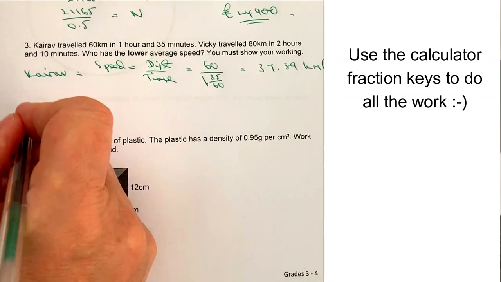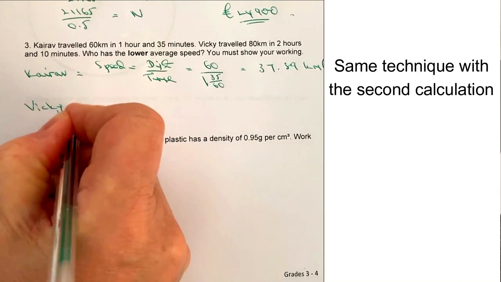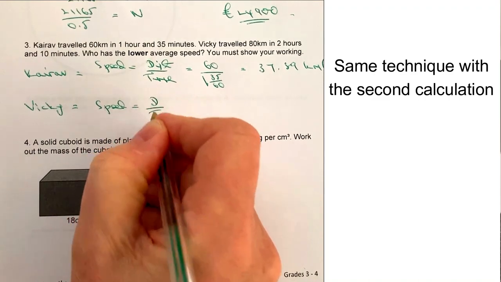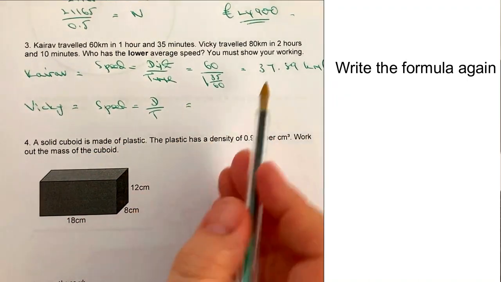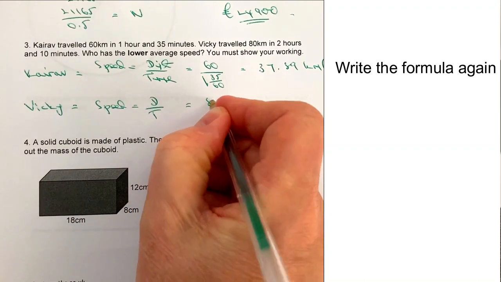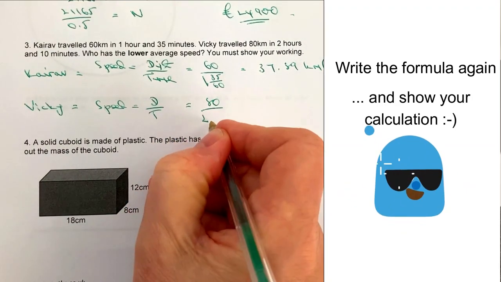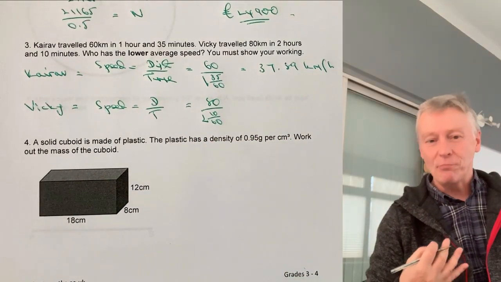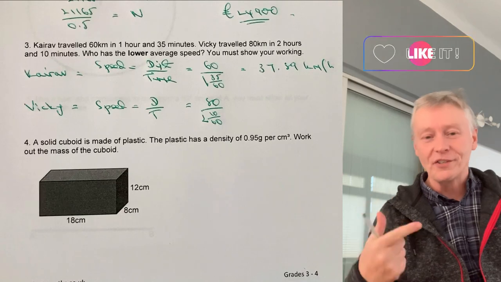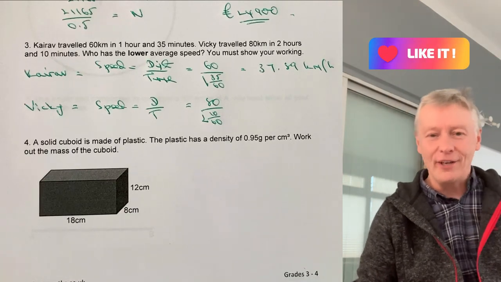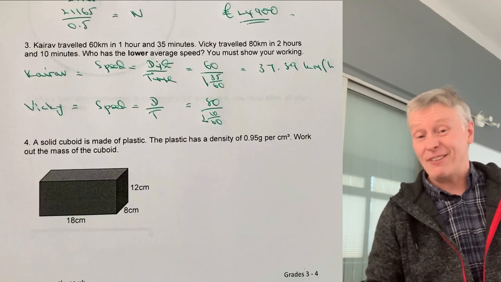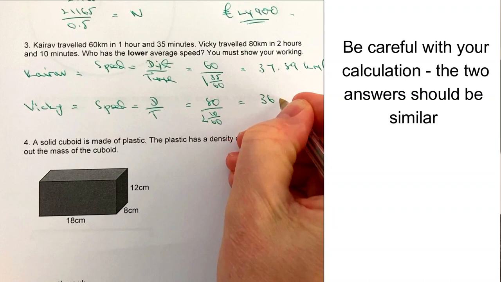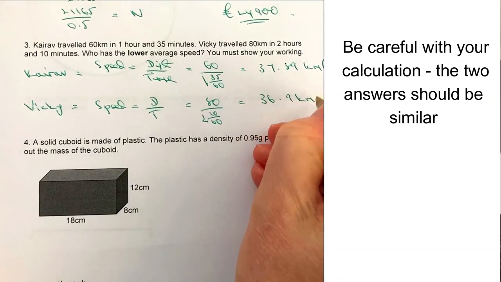Then I'm going to do exactly the same with Vicky. Okay, and we're saying speed equals distance over time. Okay, so her distance is going to be 80 kilometers. And her time is going to be 2 whole hours and then 10 out of 60 minutes. So it's exactly the same principle. 10 out of 60 is 1/6 of an hour. I know it's 10 minutes and that's fine. Okay, so therefore, when I plug this into a calculator, I'm going to get 36.9 kilometers per hour.